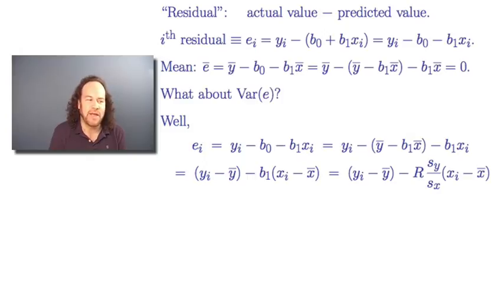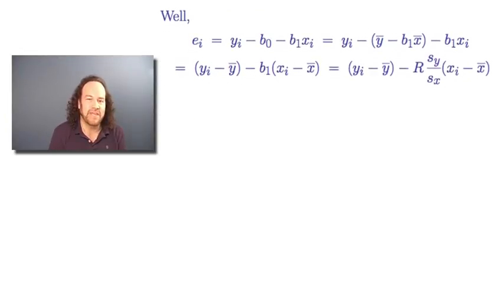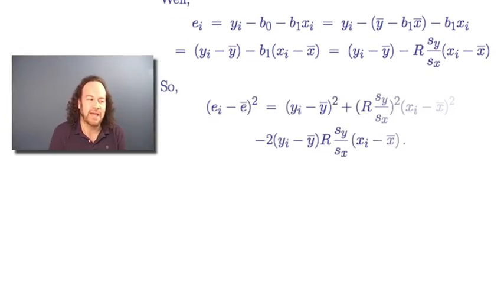But then we can rewrite that and say, well, b1, we have this formula now, which is this r, this correlation, times sy divided by sx. So now we've got a formula for ei. Now let's look at ei minus e bar squared. Well, e bar, we just said, is equal to 0. So it's just ei squared. And we square that out.